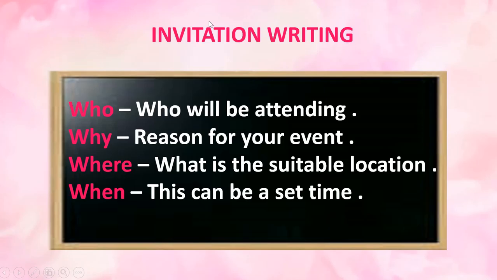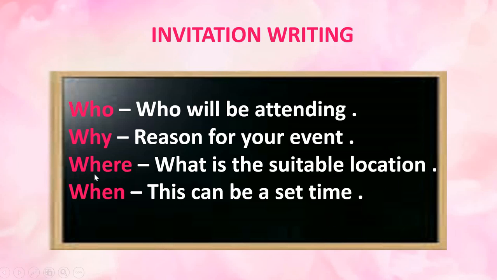First of all, when you have to write an invitation, these should be included in it: who, why, where, and when, meaning four W's. Who will be attending means your friend or friends, a group of friends, parents, anyone. So who can be anyone. The next W is why. The reason for your event. Is it a birthday or some other festival or any other occasion? You have to mention that in the invitation.